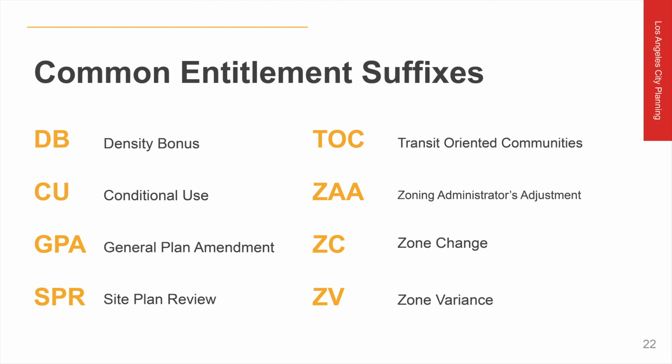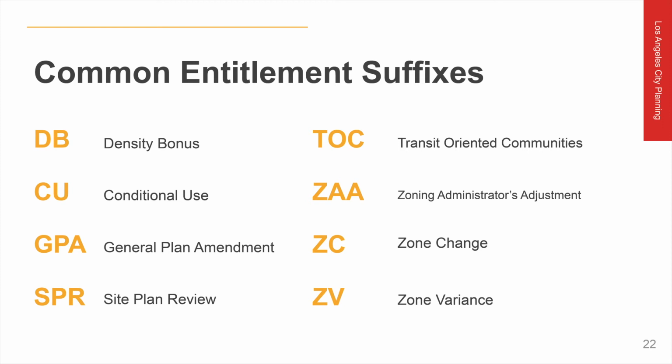Common entitlement suffixes. This slide gives a few examples of commonly requested suffixes affiliated with discretionary planning applications. A couple of highlights here: a conditional use is a request to allow a use on a site that is not permitted by right, but can be approved at the city's discretion if it is determined to be appropriate.